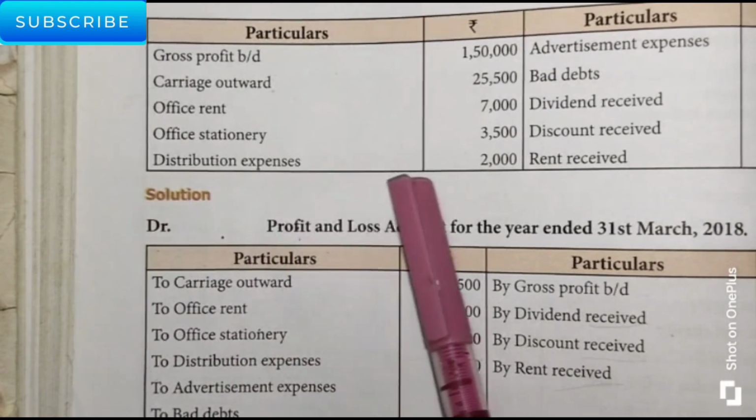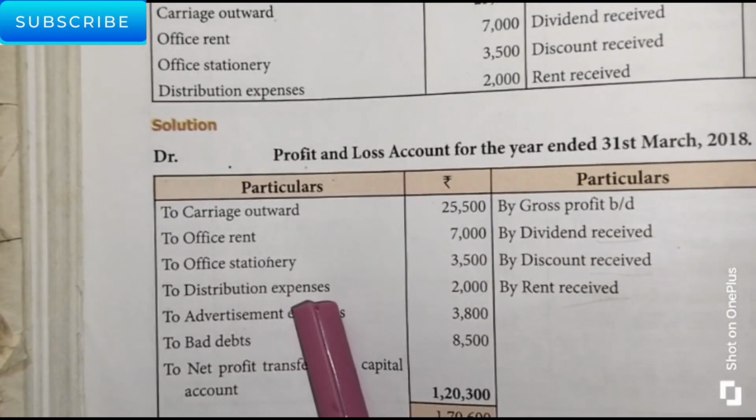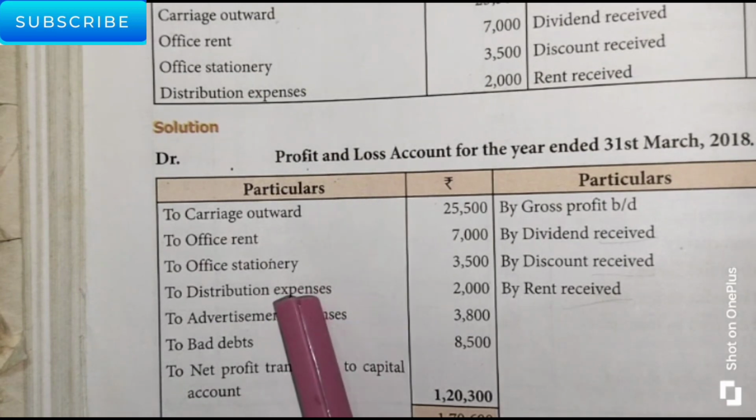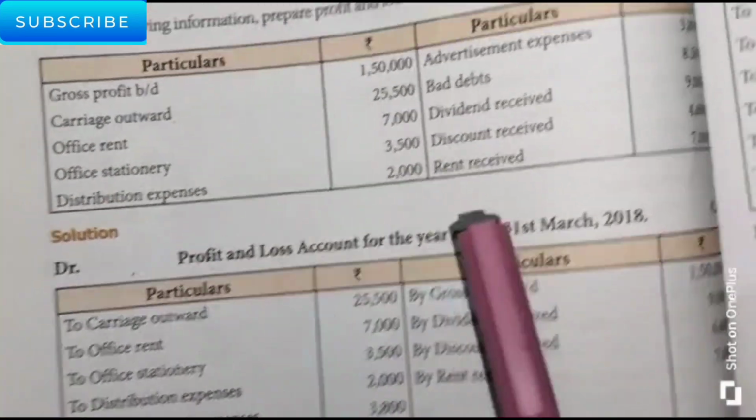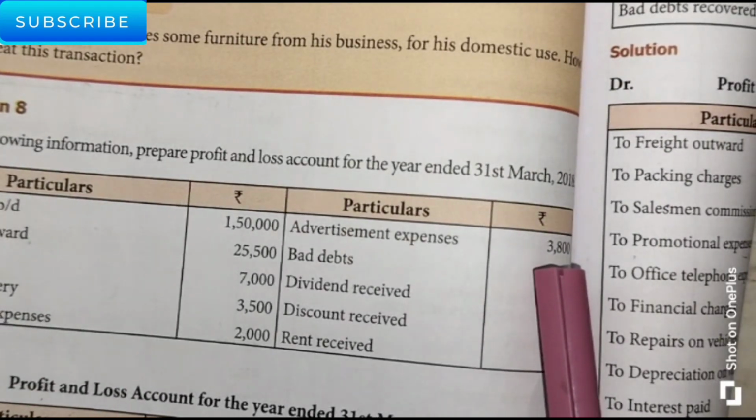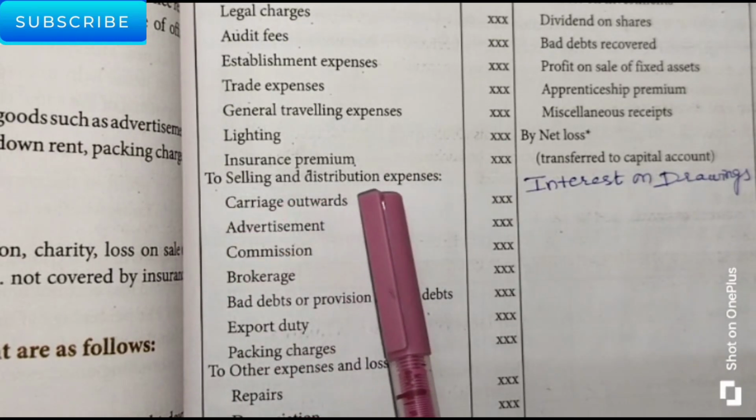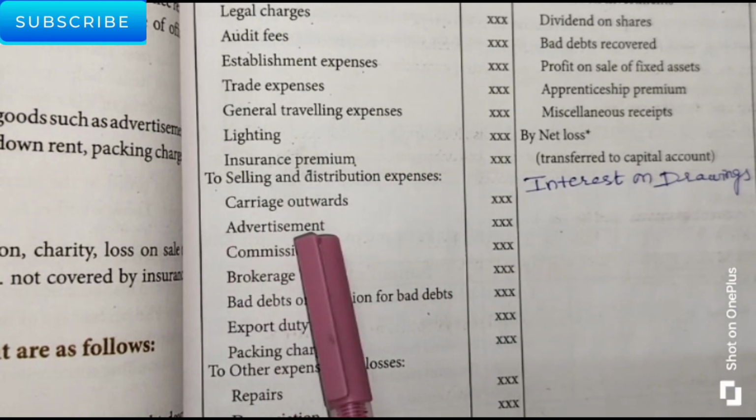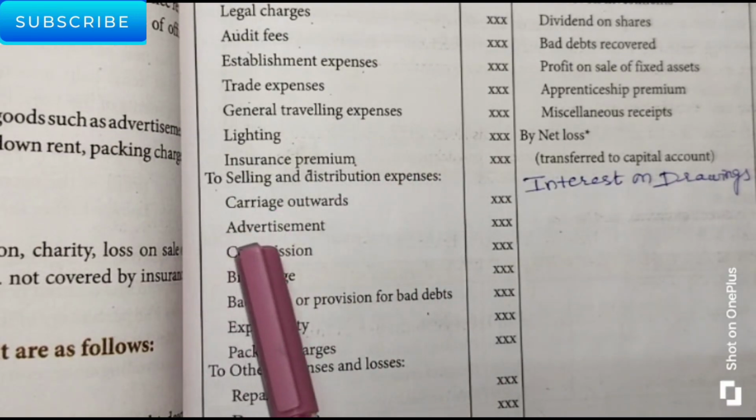Then distribution expenses 2,000 rupees. Distribution expenses is a selling and distribution expense. All the indirect expenses and losses you should enter on the debit side of the profit and loss account. So to distribution expenses 2,000 rupees is entered. Then advertisement expenses 3,800 rupees. Advertisement expenses comes under selling and distribution expenses. To promote sales, the company made the advertisement.